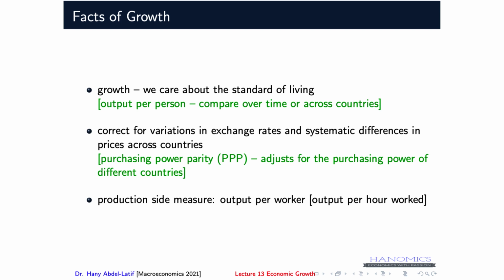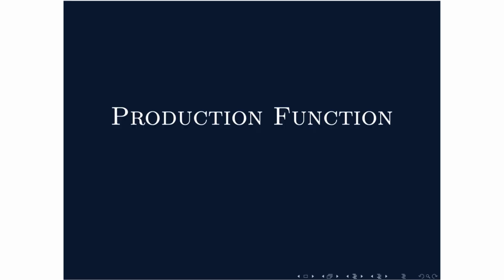But what we'll focus on today is looking at growth from the production side, where the measure we use is output per worker, or you could look at this as output per hour worked. Before we look at that, we need to understand the production function. I know we've come across the production function before. We discussed different aspects of it. We explained that the production function is a relationship between inputs and output.